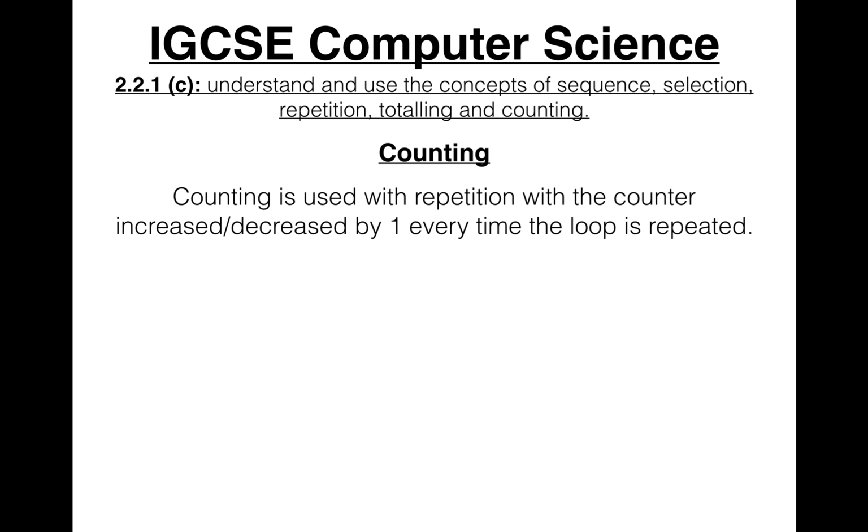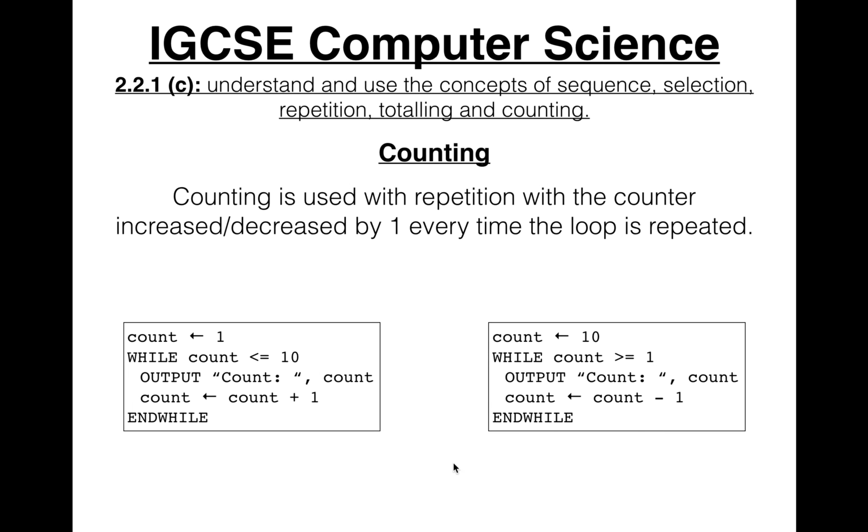Then finally we have counting, which is also used with repetition, with the counter increased or decreased by 1 every time the loop is repeated. So we have two examples here. We have count equals 1, and this counts up until count becomes 11, and this counts down until count becomes 0. So you can see how counting works. There's not much to actually say about it because we've used it, so you can easily explain what counting is just by getting the experience of using counting in programming.